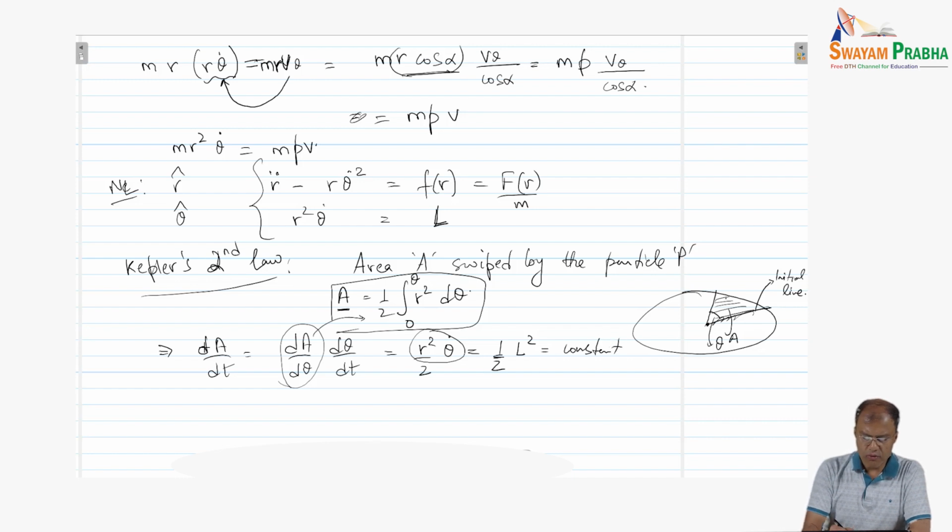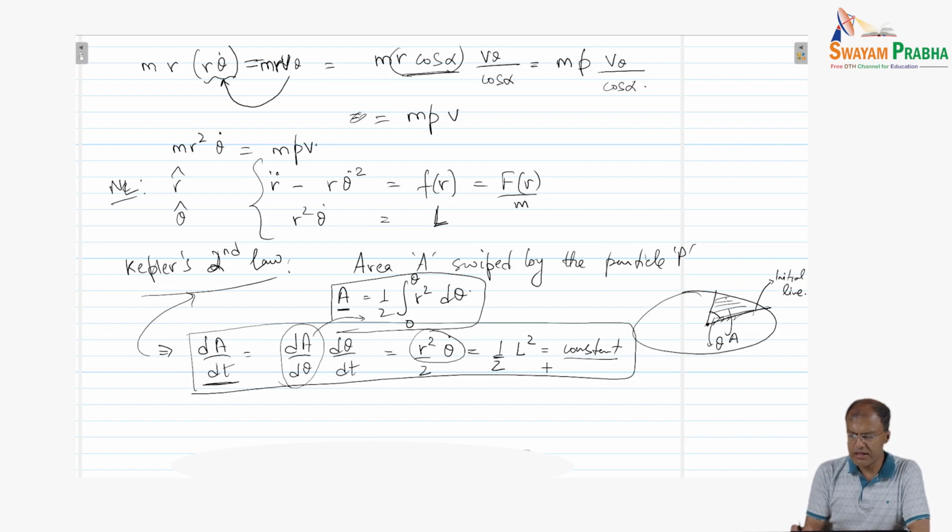So what we have found is that the rate of change of area of the sector with respect to time is a constant, and that is the statement of Kepler's second law, which says that the area swept by the planet in equal times is equal, right? So Kepler's second law directly follows from this derivation.